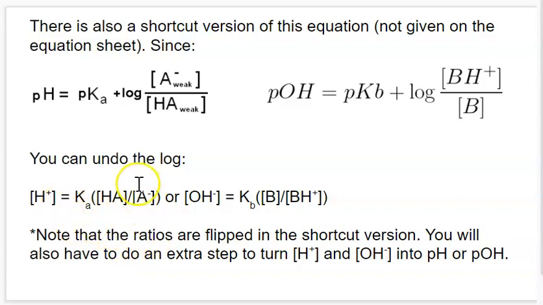Just note that in this shortcut version, the hydrogen ion concentration is equal to Ka times the acid over the conjugate base, whereas the ratio in the original Henderson-Hasselbalch equation was conjugate base over acid. Likewise for the pOH, we can undo the log and end up with the OH minus concentration equal to Kb times the base over the conjugate acid. If you use this shortcut, there will be one extra step to calculate pH or pOH, because we're just solving for the hydrogen ion or hydroxide ion concentration, so that final value will need to be negative logged.